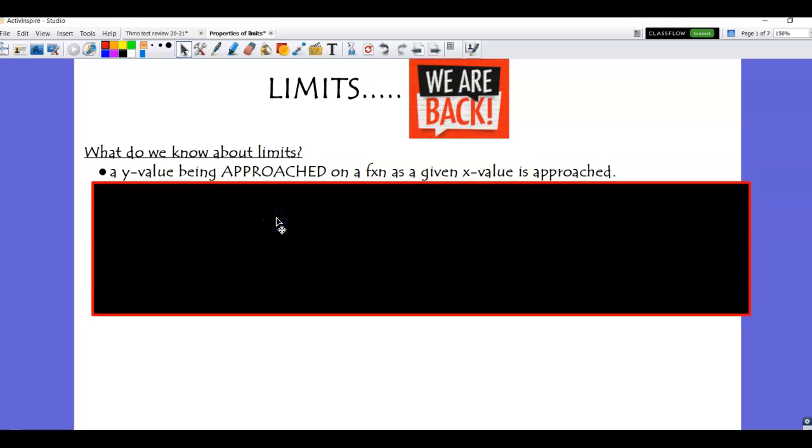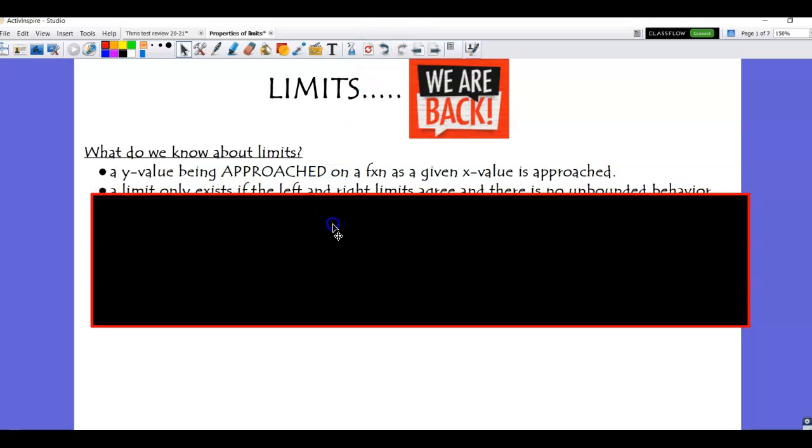First, we know what a limit is. A limit is a y value that is being approached. The key word is approaching the particular y value, so it doesn't have to be a function value. And you're looking for that y value where? On a function. And where do you look? You're looking on the function as you approach a given x value.